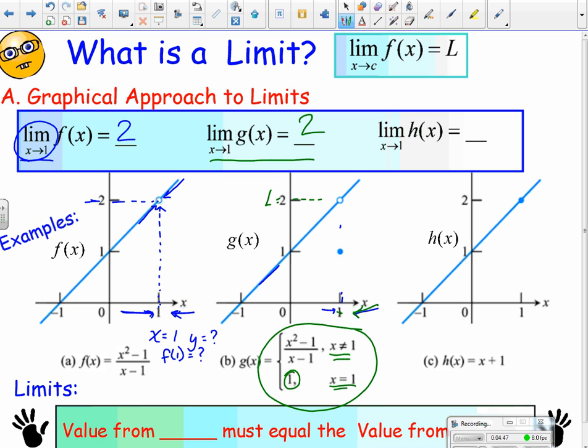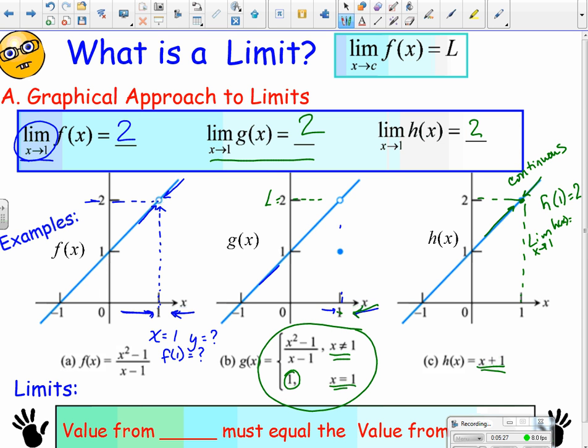Next one, h of x. It looks like a nice linear function. I travel up at 1, and I actually have the value of 2. So h of 1 gives me 2. But what is the limit as x approaches 1 of this function h of x? As I come in following my graph, I notice it too has a height of 2. So everything agrees there. This is a nice continuous function, isn't it? There are no gaps, no jumps, no breaks.